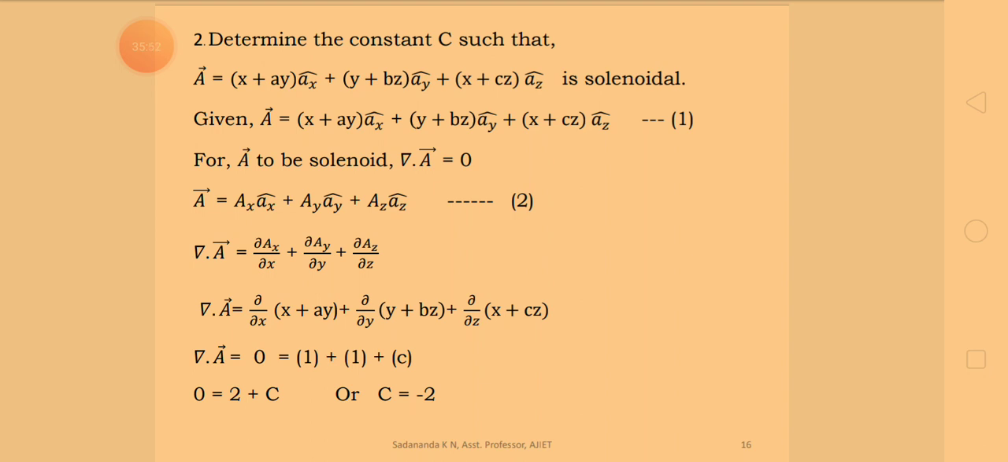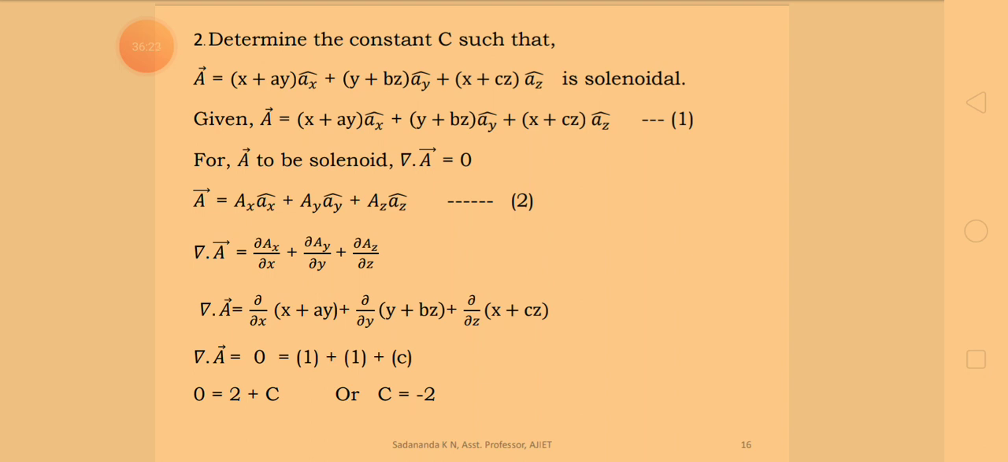Then divergence of vector A is equal to dou by dou x of Ax plus dou by dou y of Ay plus dou by dou z of Az. Now you take the derivatives of Ax, Ay, Az and substitute in the expression. In the first term, with respect to x, there are two terms; the first one is x, with respect to x you will get a constant, it is 1. The second term has no x term, therefore it is 0.